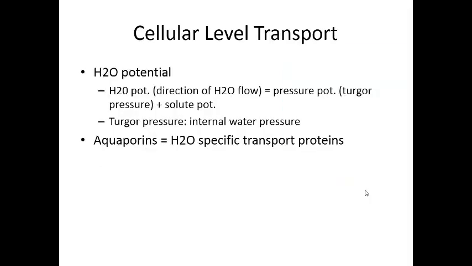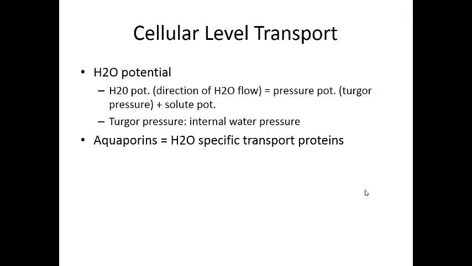Cellular level transport involves taking things out of the soil and bringing them into the root cells. One of the most important substances taken in by the plant through the roots is going to be water, and water is going to move through osmosis, movement from high concentration to low concentration. More specifically, in plants, water is going to move through water potential. The difference between water potential and osmosis is that water potential incorporates pressure.